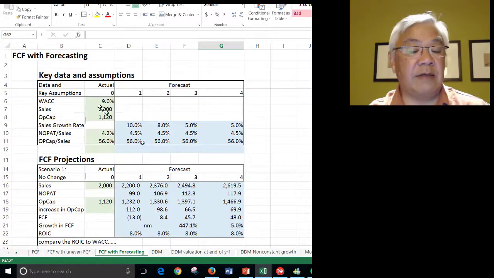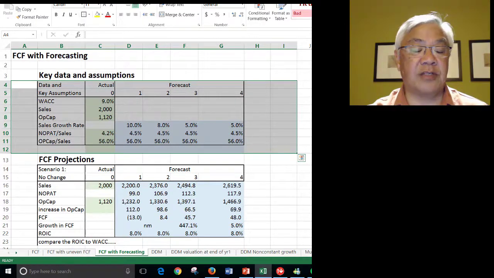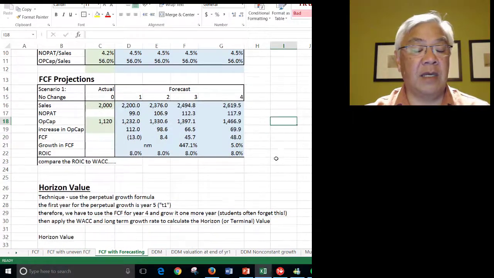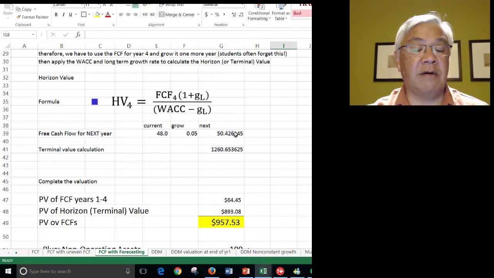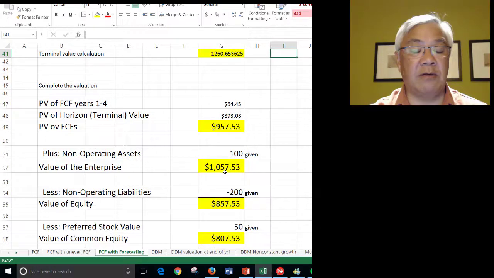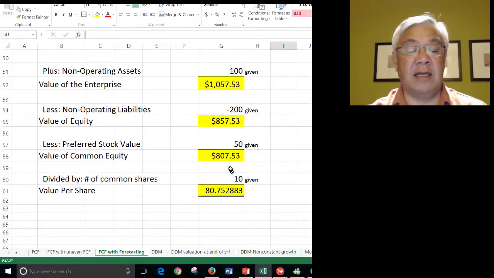Okay, so we'll recap what we did. We made some assumptions right here that will enable us to do financial projections. We did those projections here to get to a free cash flow. And we can get to year 4 horizon value right here. And we can use those numbers to get a present value, and then go through the math we've already done before of adding back non-operating assets, subtracting non-operating liabilities, subtracting preferred stock, getting to common equity and price per share.